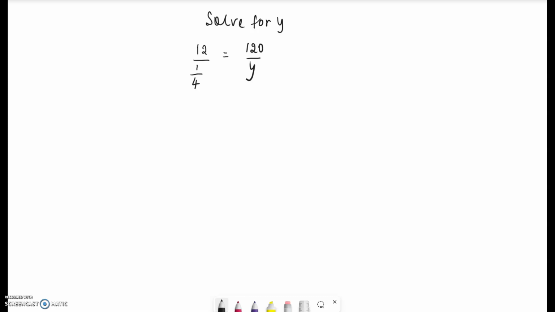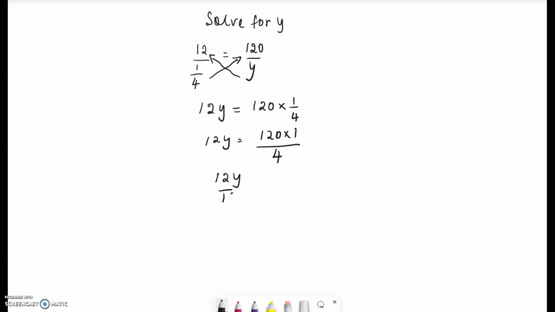So in this equation, we solve for y. So let's just cross multiply first. So 12y equals 120 times 1/4. So 12y equals 120 times 1 divided by 4. Now we divide both sides of the equation by 12 to solve the equation for y.